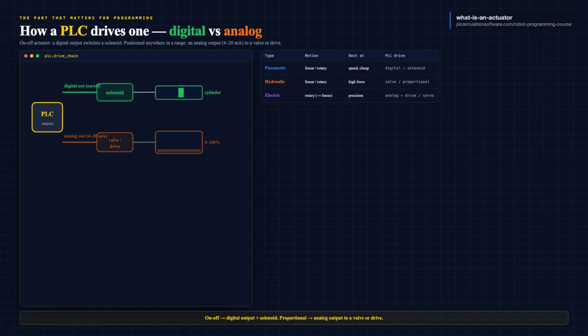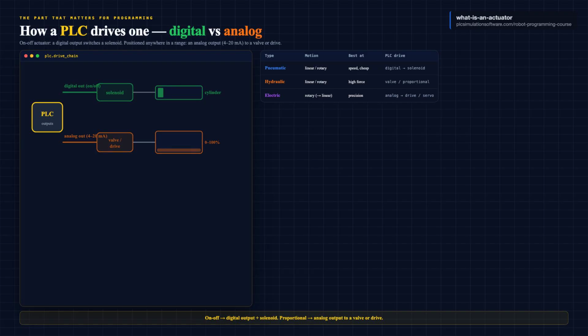Now, the part that matters for programming. How does a PLC actually drive an actuator? It comes down to the kind of output. For a simple on-off actuator, the PLC uses a digital output. It energizes a coil. That coil switches a solenoid valve, and the air or oil shoots to the cylinder. One bit, on or off, and the cylinder moves.